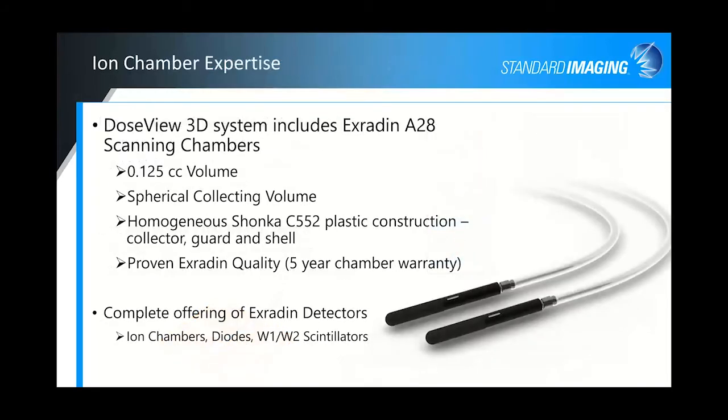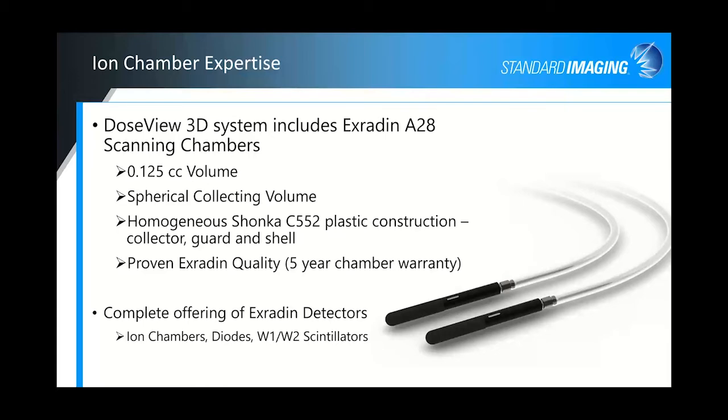And all our systems include our X-rated 0.125 cc A28 chambers. Some advantages to our chambers: it's a spherical collecting volume, so whether you're doing in-plane or cross-plane measurements, there don't have to be any adjustments or processing of the scan data. Unlike elliptical collecting volumes, our spherical volumes are identical for cross-plane and in-plane measurements.